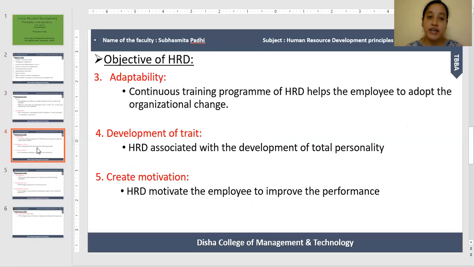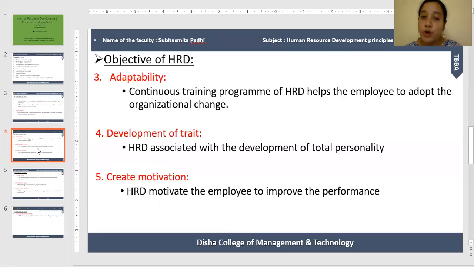The next important objective of HRD is adaptability. Adaptability means adapting to the different cultures that prevail in the organization. The main thing related to adaptability is that if the organization initiates any changes, the employees always hesitate to accept them, because they think that if they are not able to work perfectly with these changes, there are many chances of losing their jobs. So for that reason, they always hesitate to accept new changes and new challenges.